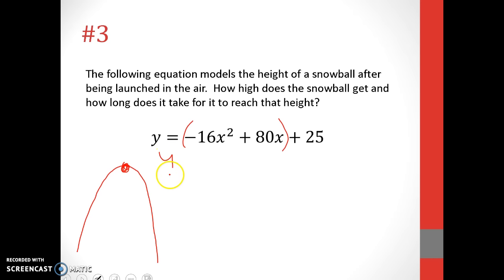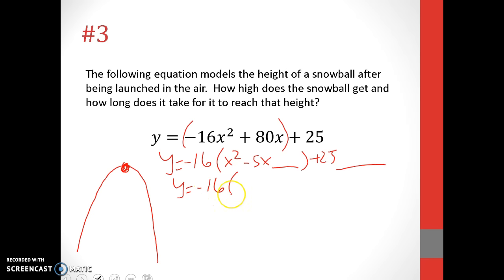I'm going to factor out a negative 16 here, and so it's going to be x squared, and then negative 16 times negative 5x gives me the 80x. I'm going to leave a space here. Then this is 25, and I'm going to leave another space here. So I want to write this as a perfect square trinomial, which is negative 16, and then this is going to be x minus half of 5, which is 5 halves, squared.